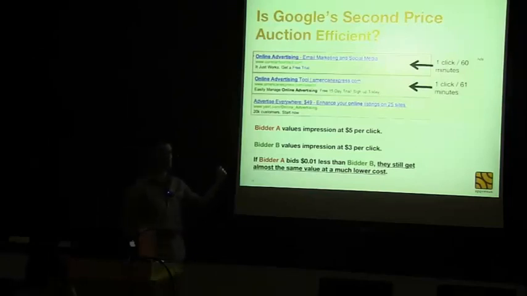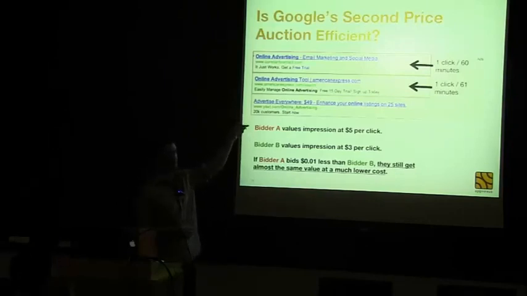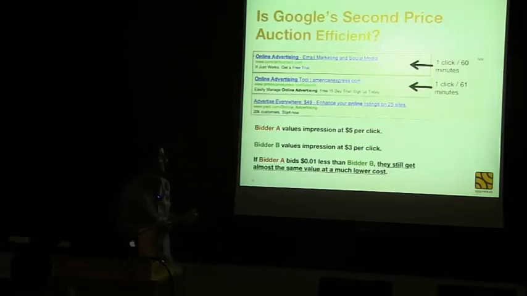So what if I'm a bidder and I realize that I get about the same click-through rate if I'm in the first placement or the second placement? In this case, I get 1 click every 60 minutes if I'm up at the very top, but I get about the same, 1 click every 61 minutes, if I'm in the second highest position.